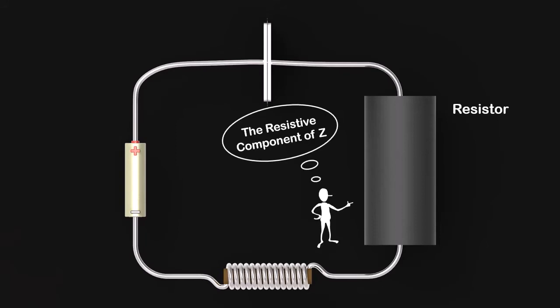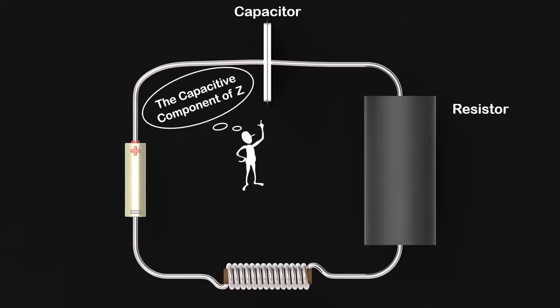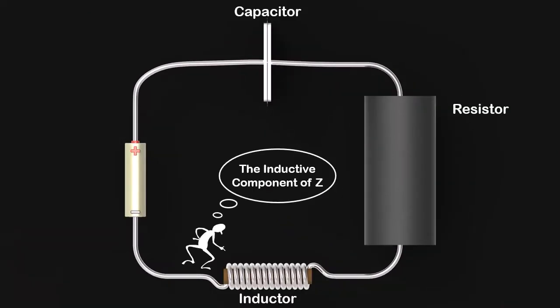We can already guess that the resistor represents the resistive component of impedance. Remember our capacitor? The capacitor in this circuit represents the capacitive component of impedance. Remember the concept of inductance with the magnet? The inductor shown here is identical, except that the core inside of the coil of wire is simply a piece of iron. The inductor in this circuit represents the inductive component of impedance.